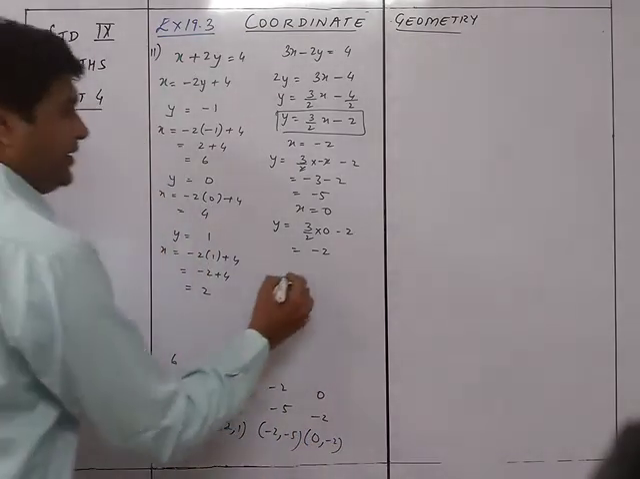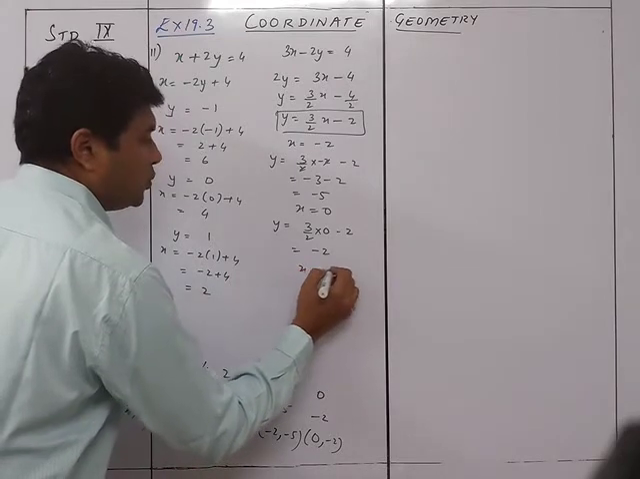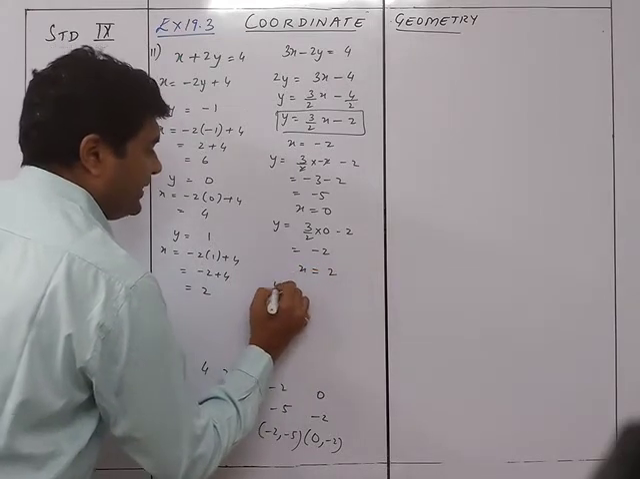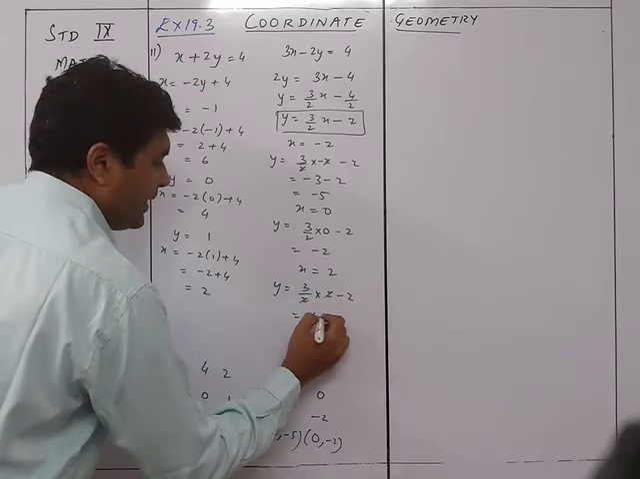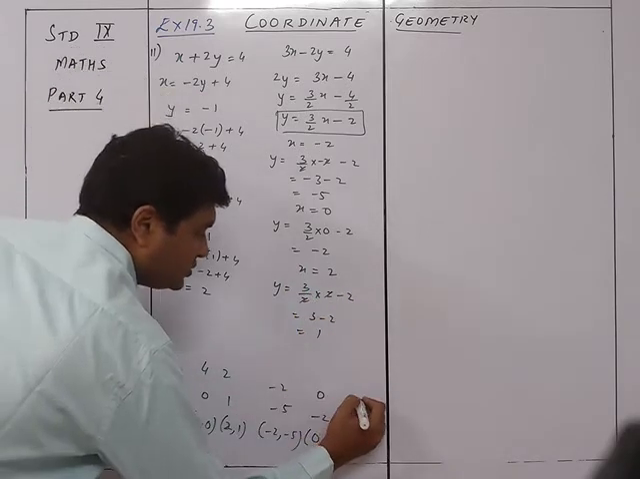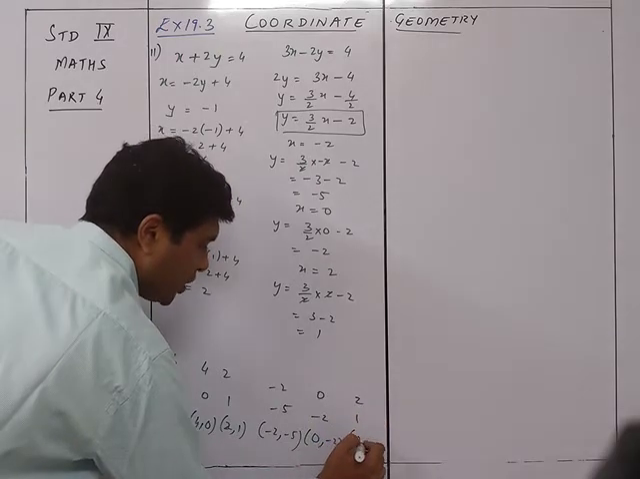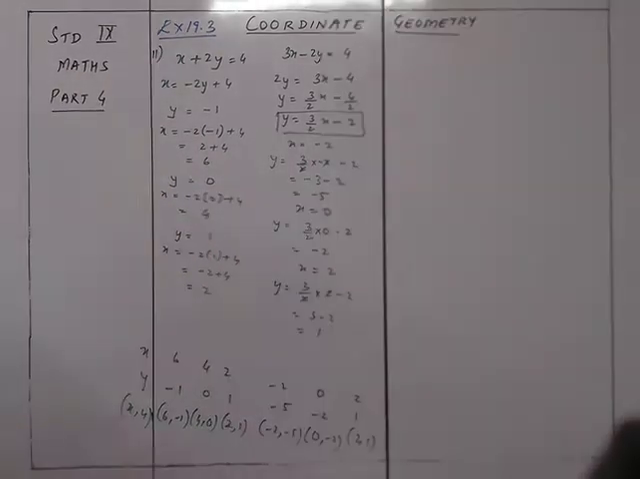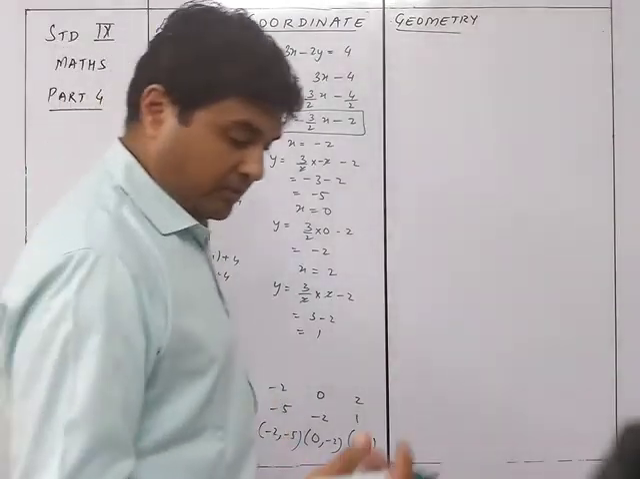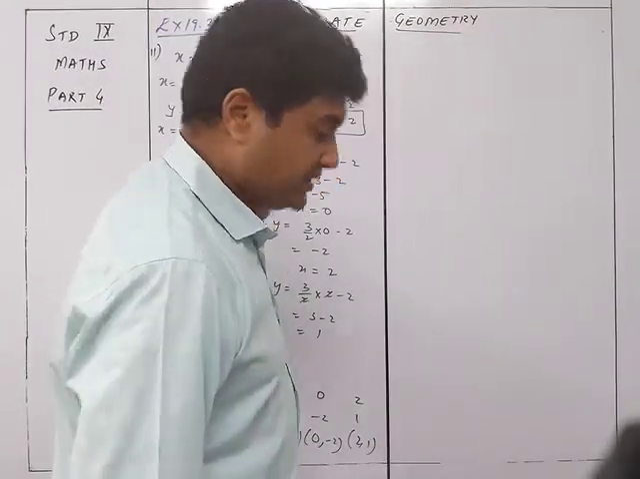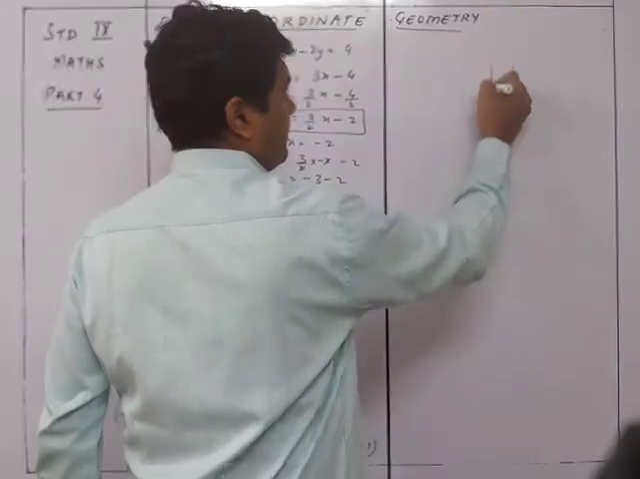And finally, if x is equal to 2, then y is equal to 3 upon 2 into 2 minus 2, which will be equal to 3 minus 2, which is equal to 1. So there is 2 and 1, so this is 2 comma 1. Okay, 2 comma 1 is common in both of them, so that would be the answer. Even before plotting we can get the answers in such cases.